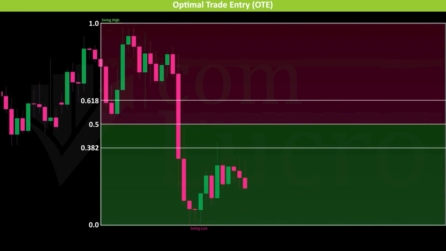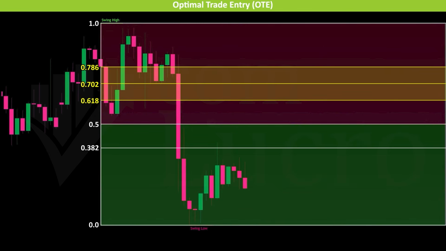Recall that a range is simply the distance between a swing high and a swing low. We can then plot the OTE for this same range. Notice how the OTE falls into the premium zone in this example. If price returns to this area, the focus is on observing how price reacts to each of the three levels that make up the OTE zone.